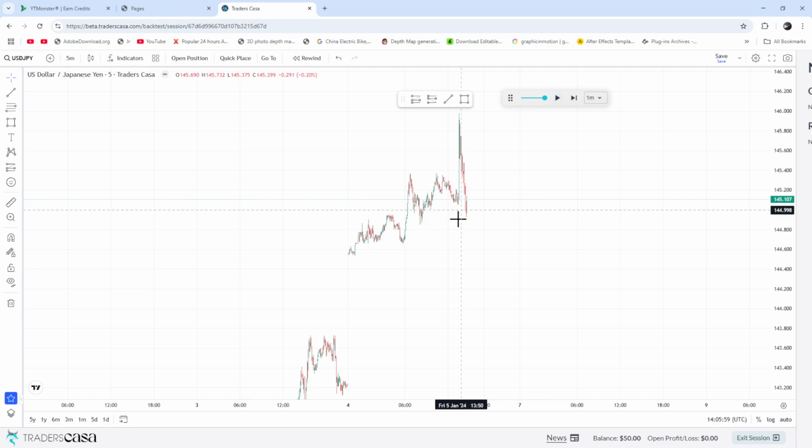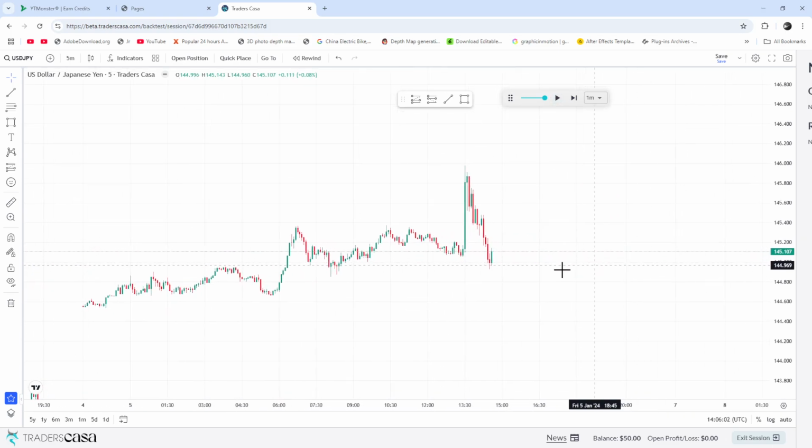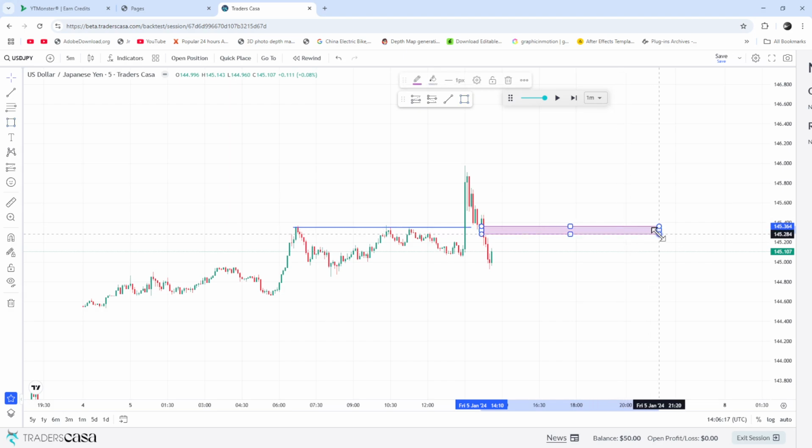I usually look at break of structure. Nice. So every day I look at break of structure. Now I will call this a swap of liquidity for now. Break of structure, we have a fair value gap here. As you can see, we have a fair value gap. So I want to put my entry somewhere around here.